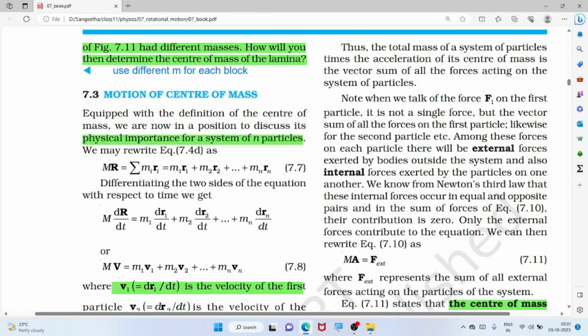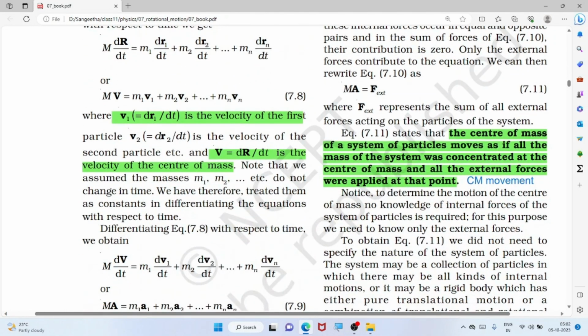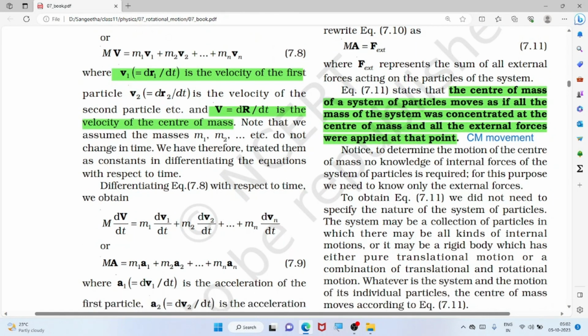Motion of the center of mass. The center of mass of a system of particles moves as if all the mass of the system is concentrated at the center of mass. The center of mass moves as if all the mass of the system is concentrated at that point, and all the external forces are applied to that point.